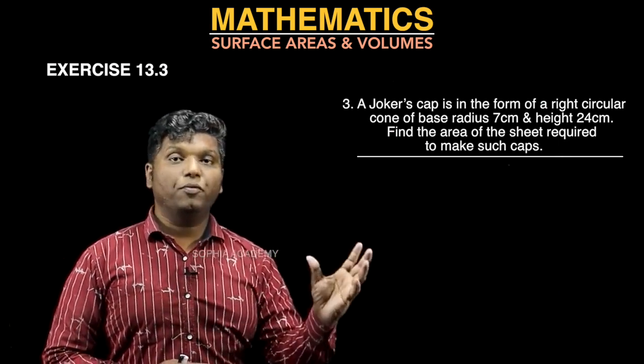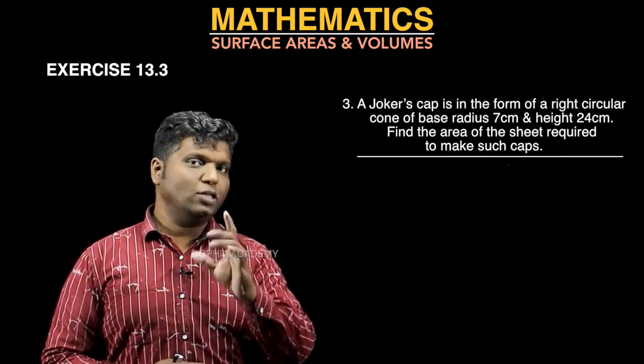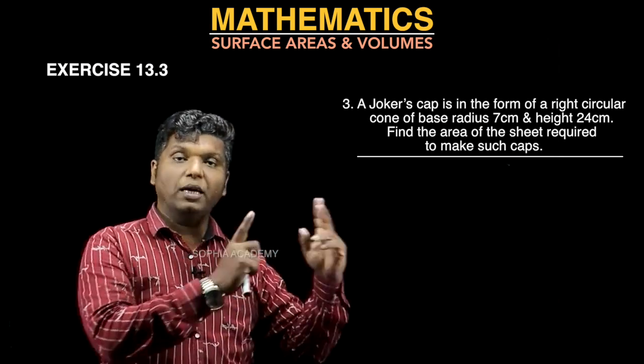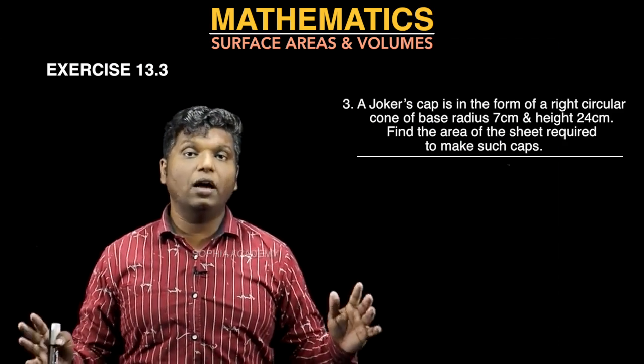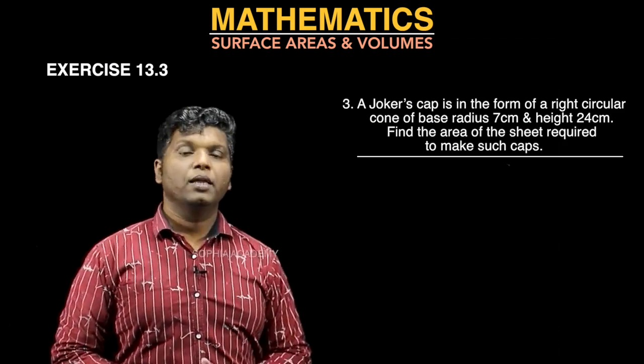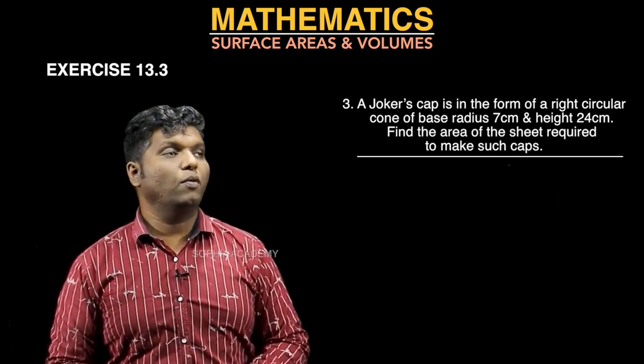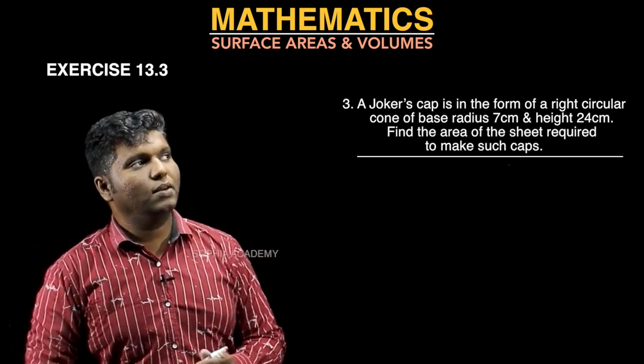Means you have to find the required area to make one cap, and thereafter you have to multiply by 10 so that you will get the total requirement. You will get the total area of sheet which is required to make the whole caps. Okay, so now let us start one by one. What things are given? One by one we will mention.